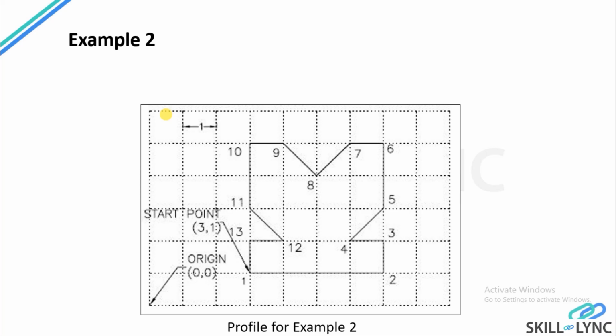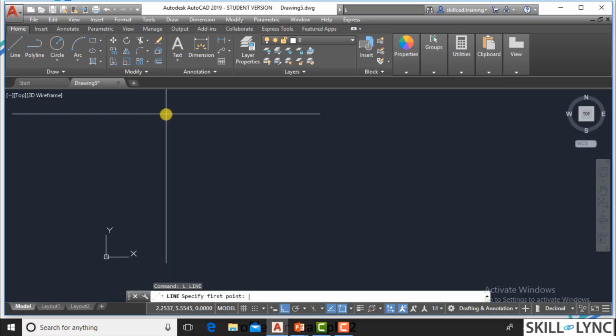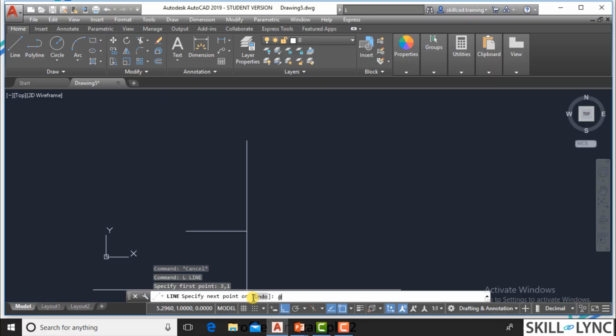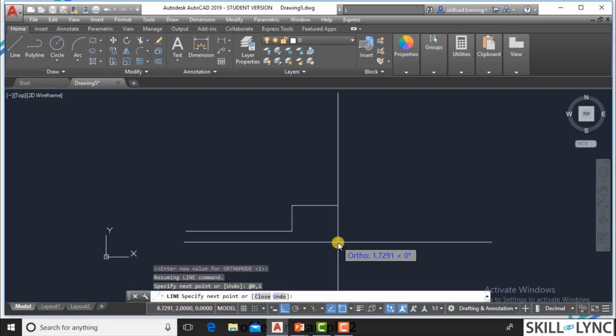So the first point is 3 comma 1, and the next point is 4 comma 0. So the first point is 3 comma 1 and the next point is 4 comma 0, right? And the next point is @0 comma 1, okay, at the rate 0 comma 1, right? And then we have minus 1 comma 0.